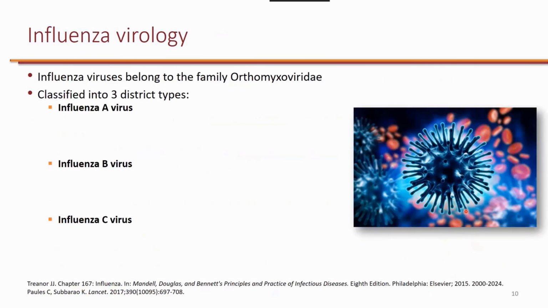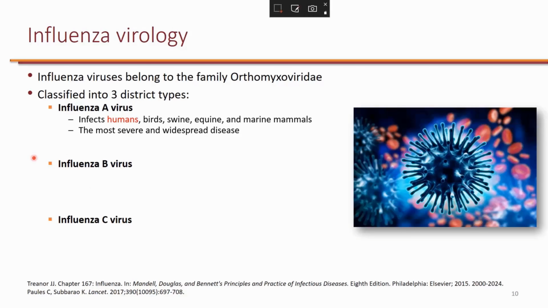Now let's take a look at influenza virology. The influenza virus is classified into three distinct types, which are called influenza A virus, influenza B virus, and influenza C virus. Influenza A virus can infect humans and other animals such as birds and swine, and it is the most severe and widespread disease.